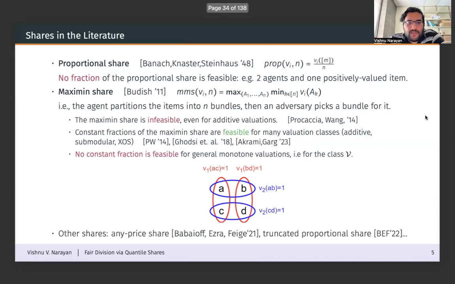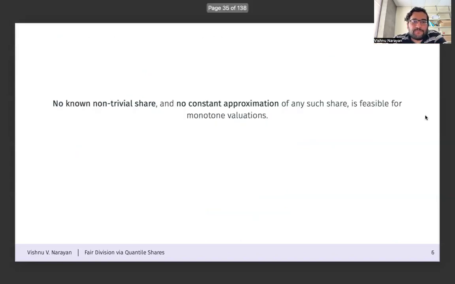And there are many other shares in the literature, like the any-price share, truncated proportional share, and a few others, but these all have the same problem. So for monotone valuations, no constant fraction is feasible. So now this is the state now. We know that there's no non-trivial share, and there is no constant approximation of any such share that is feasible.